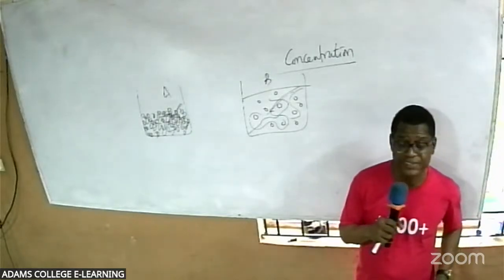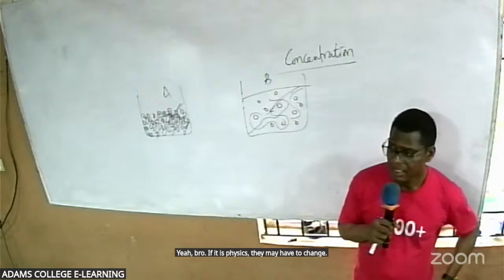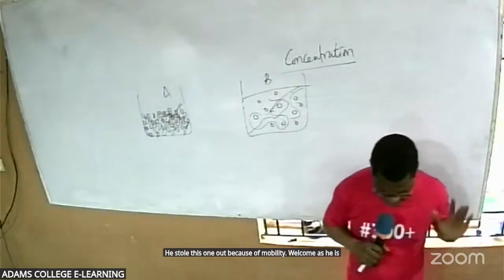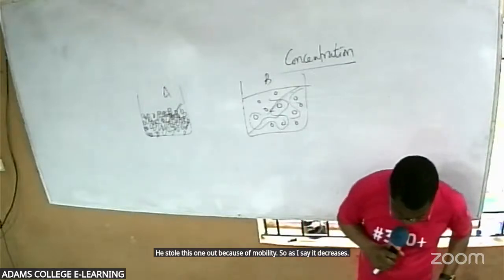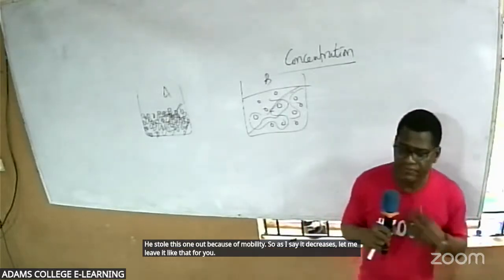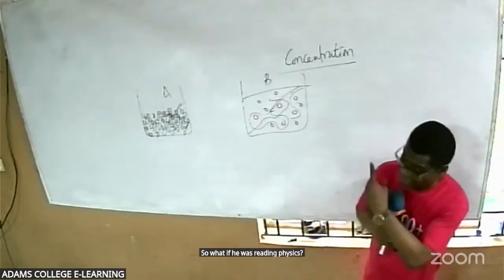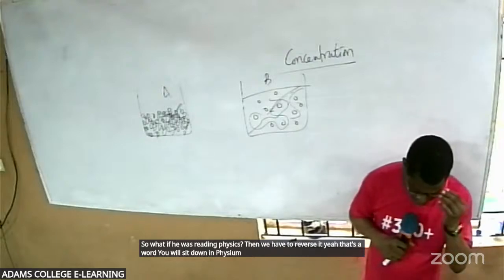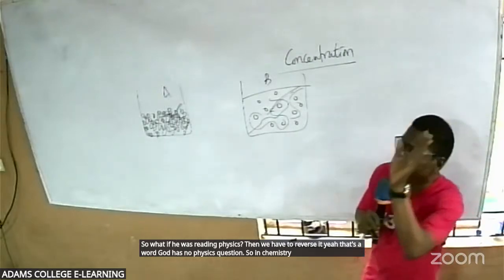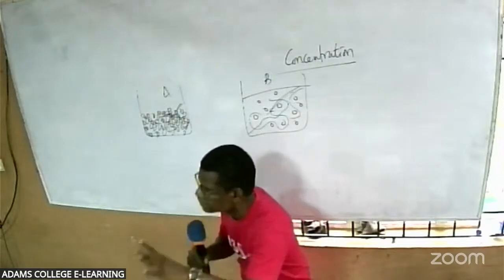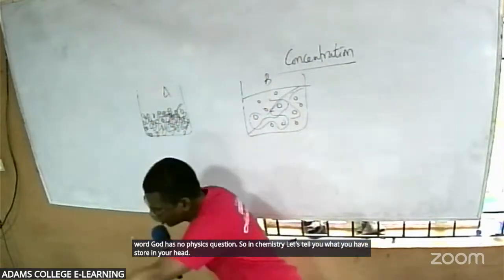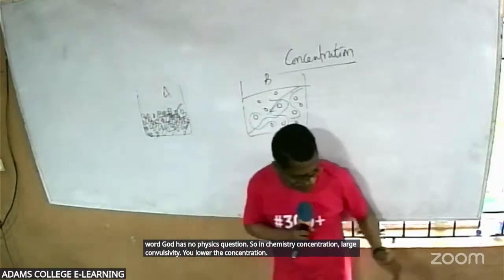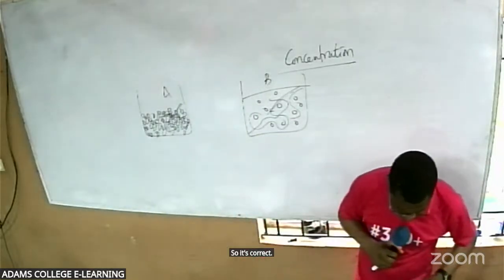But if it is physics, then we have to change it to this one because of mobility. Chemistry is still chemistry. So the answer is decreases. Let me leave it like that for you. So what if we say it in physics? Then we have to reverse it. But you won't see that in physics because that's not a physics question. So in chemistry, that's what you have stored in your head. The higher the concentration, the higher the conductivity. The lower the concentration, the lower the conductivity. So it's correct. So let's pick B.